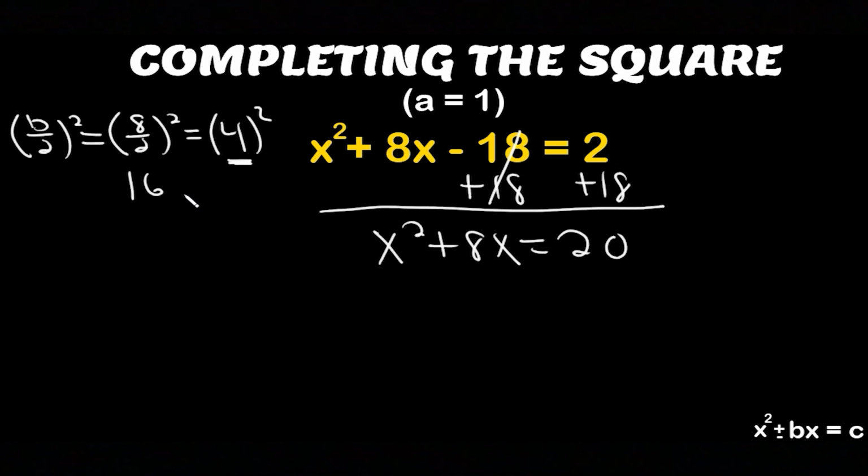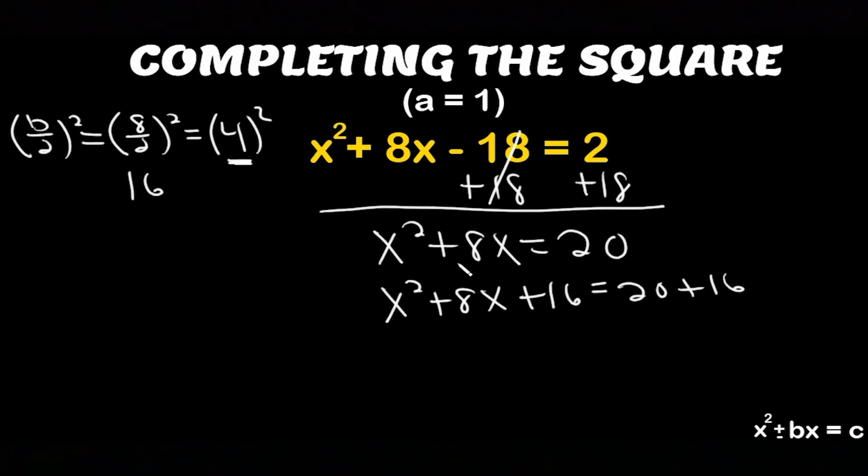But before we do that, again, we have to add b over 2 squared on both sides, which is this 16, okay? So that's what we're going to do. So rewriting the problem, we have x squared plus 8x and then plus 16. Okay, there's that part. And we have to do it on this side here, so 20 plus 16, okay? So from here, now we factor, okay?